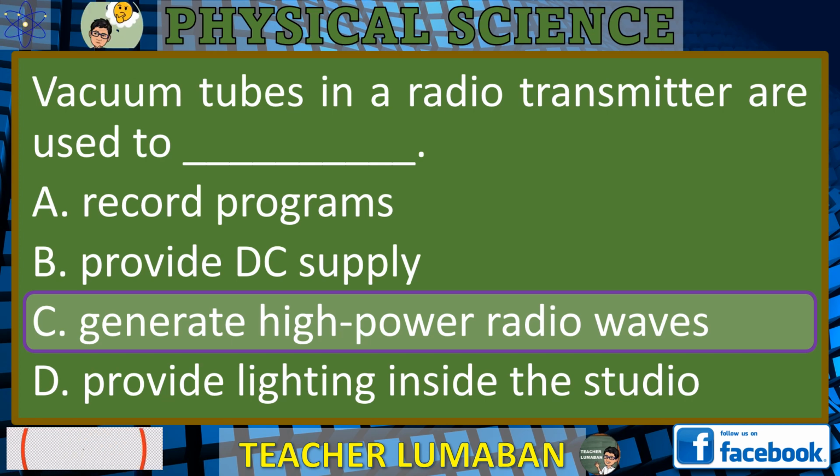Therefore, the correct answer is C. Vacuum tubes in a radio transmitter are used to generate high-power radio waves.